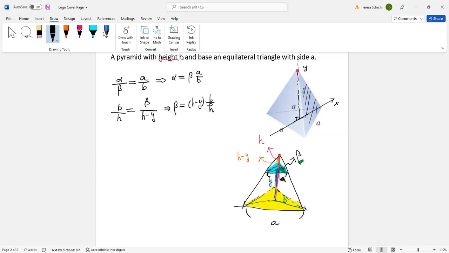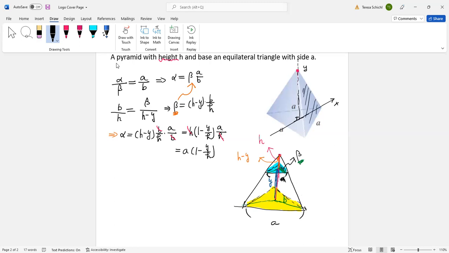Now for these two equations, I can substitute beta back into this equation. So I will have alpha equal to H minus y times B over H, times A over B. So far so good. The B and B cancel. If I factor H out, this is 1 minus y over H, times A. So I can get this one here: alpha equals A times (1 minus y over H).